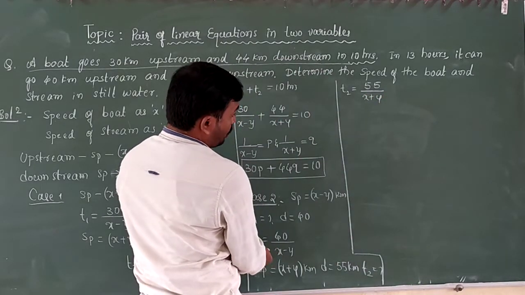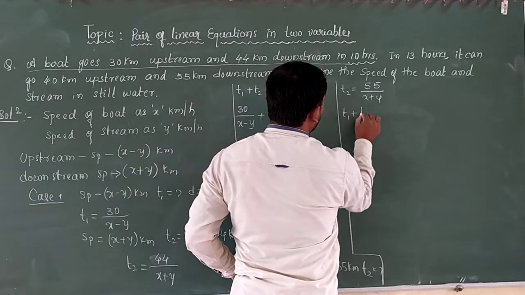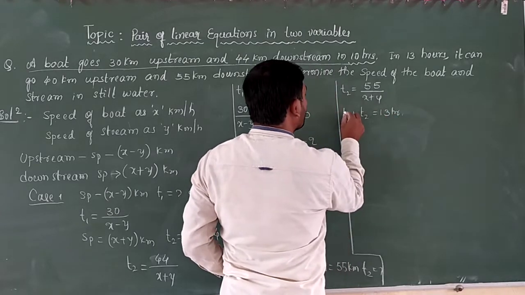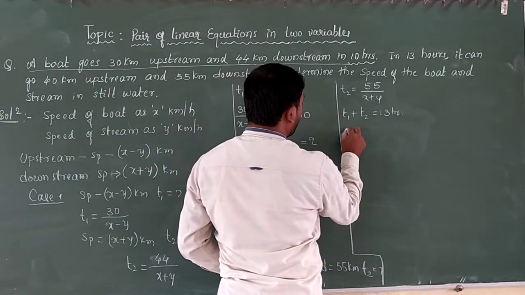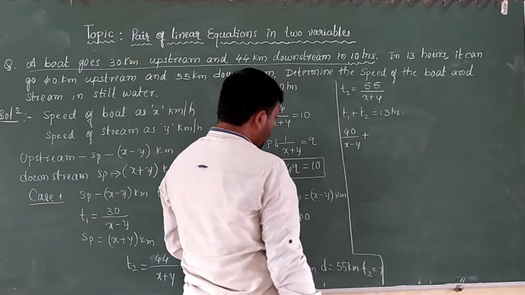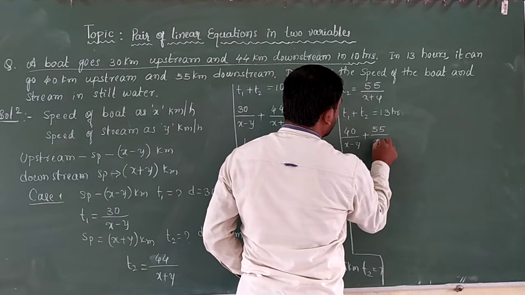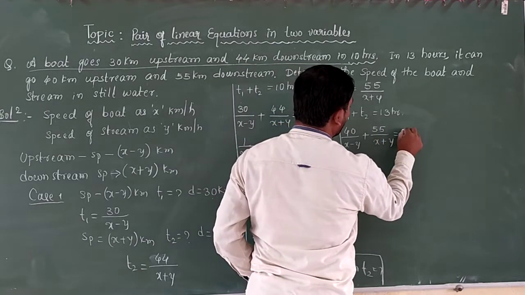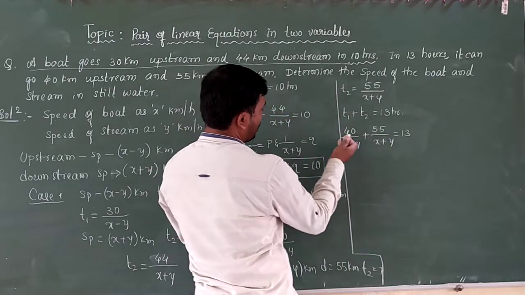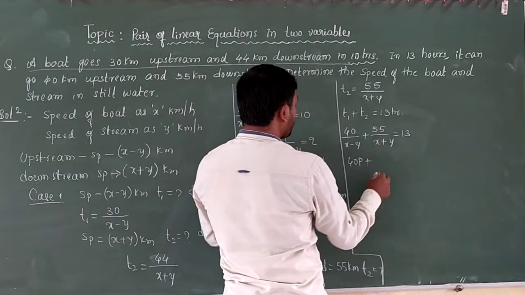The sum of these two times is 13 hours, that is t1 plus t2 is equal to 13 hours. So t1 is 40 divided by x minus y, plus t2 is 55 divided by x plus y, is equal to 13 hours. Again, considering 1 by x minus y is equal to p, it becomes 40p plus 55q.